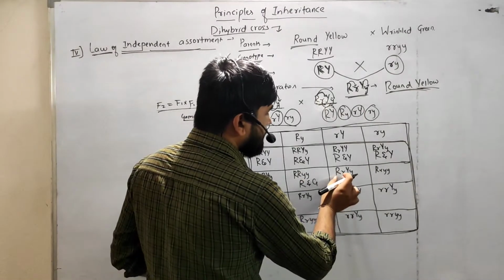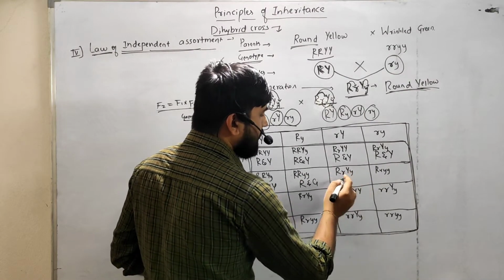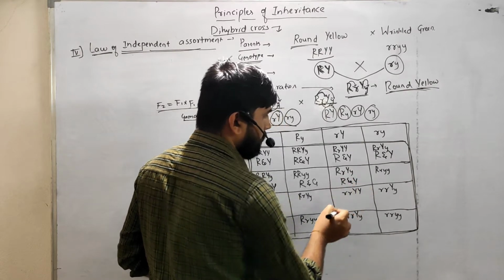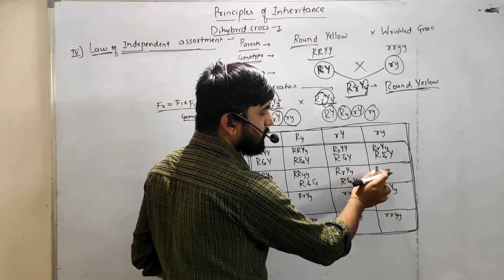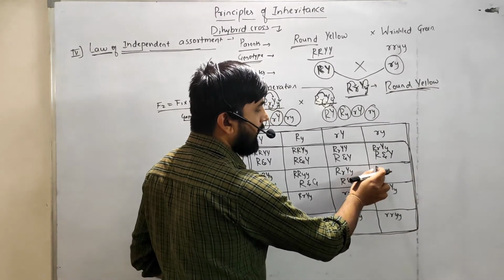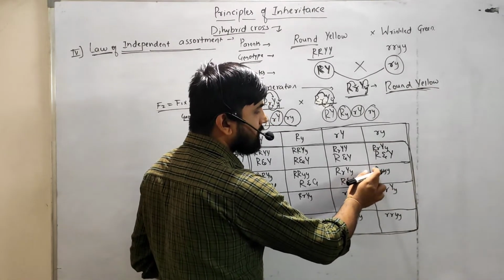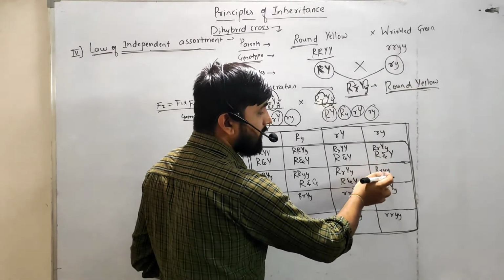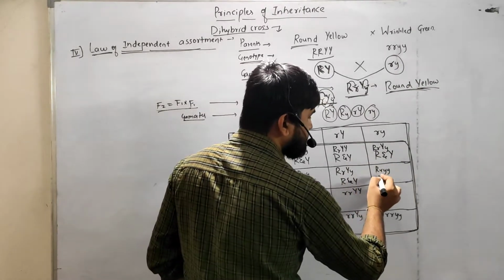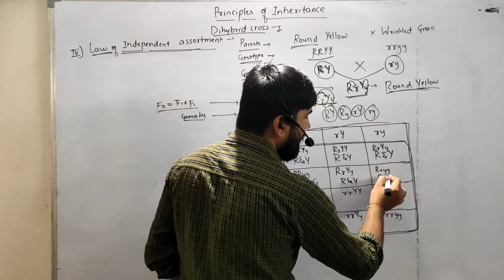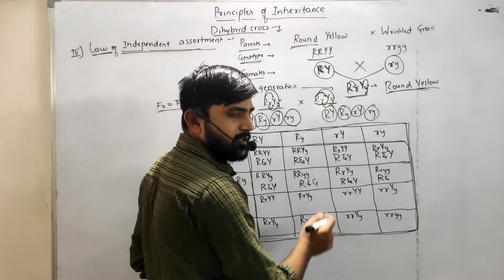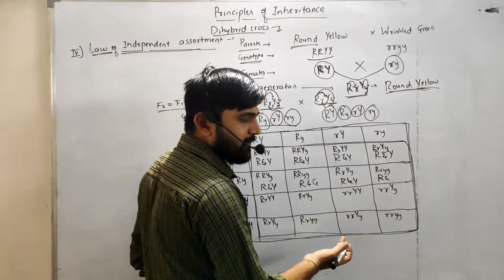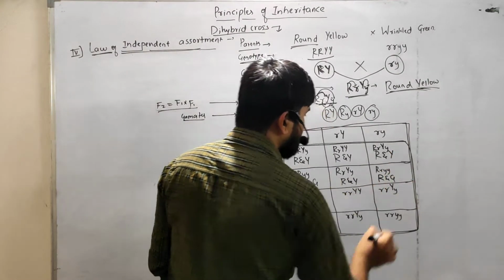And capital R, small r, capital Y, small y: again, round and yellow. See here, capital R, small r, small y, small y. Capital R and small r are in heterozygous condition. Capital R is dominant over small r, meaning it will express itself, that is round. And for small y, there is no presence of the dominant, both are in recessive form, so they will express themselves, that is round and green.